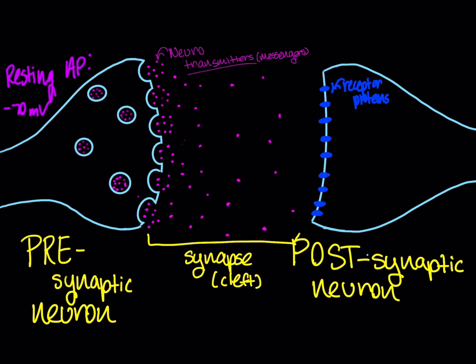Now, how does the postsynaptic terminal actually receive these signals? They have specialized sites called receptor sites, in which the neurotransmitter is attached to. These receptor sites are made up of proteins.